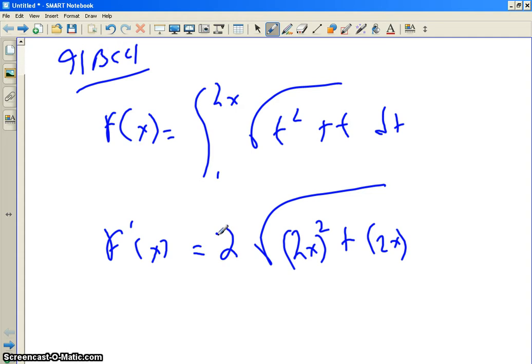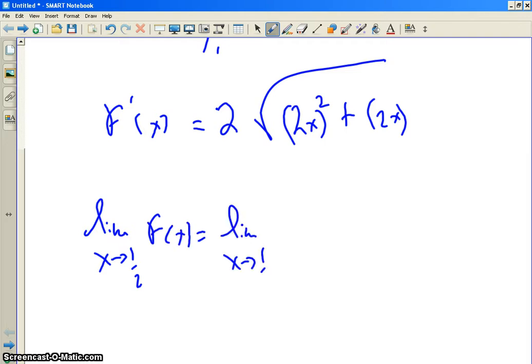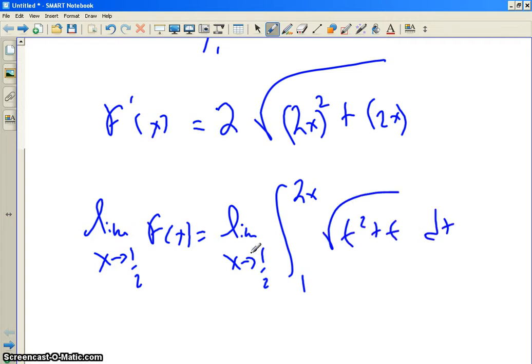All right, let me skip B for the moment. Take a look at C. It says, can you find the limit as x approaches 1/2 of cap F? Right, exactly. So let's write that out. The limit as x approaches 1/2 of cap F is the limit as x approaches 1/2 of the integral from 1 to 2x of rad t squared plus t dt. But that's sort of silly, because if you plug in 1/2, what do you get? The integral from 1 to 1 is what? Got to be 0. All right, so that's easy.